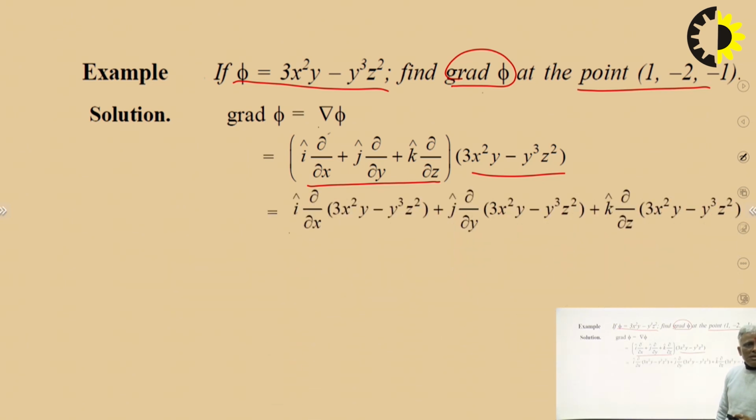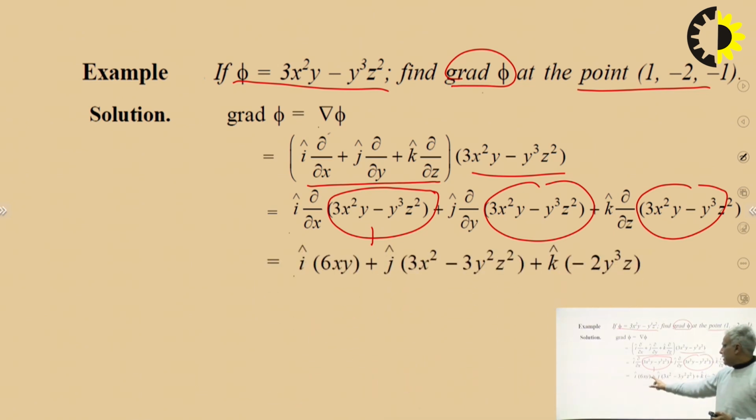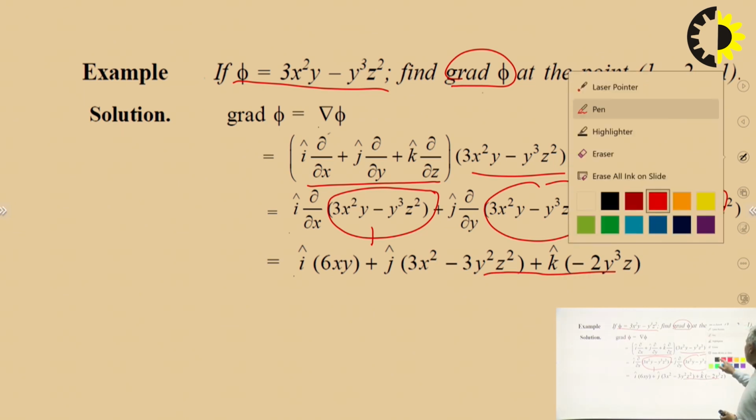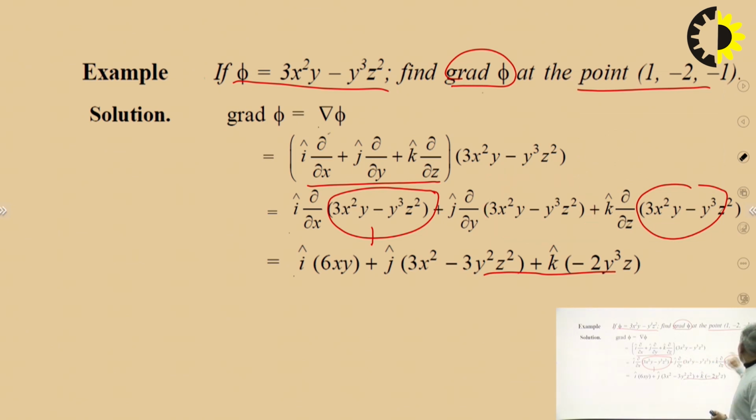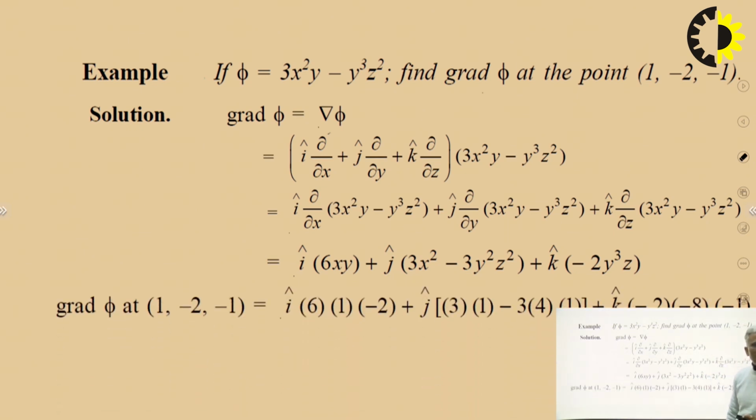Suppose I solve this. That means differentiate this portion with respect to x, differentiate this portion with respect to y, and differentiate this portion with respect to z. What is the differentiation of this function with respect to x? I write here 6xy plus 3x square minus 3y square z square plus 2y cube z, and that is the differentiation with respect to x, y, and z. In this way, we find the value of the gradient of phi and calculate it at the point (1, -2, -1).